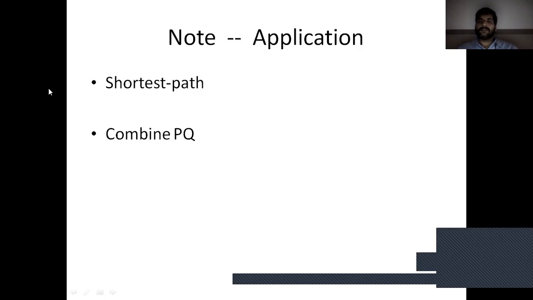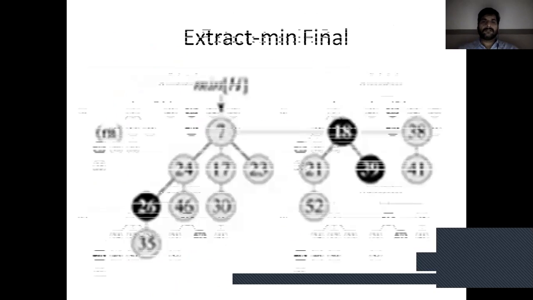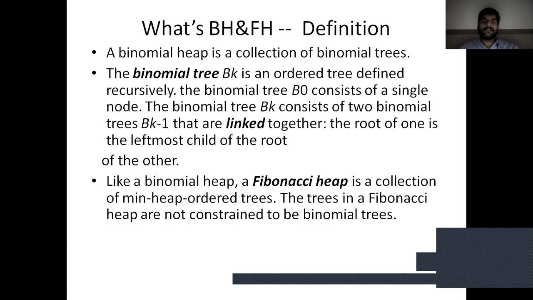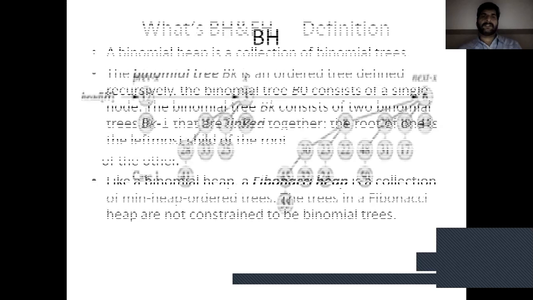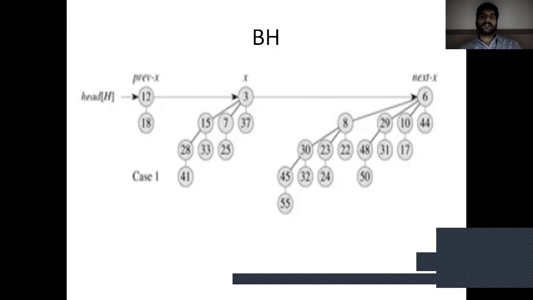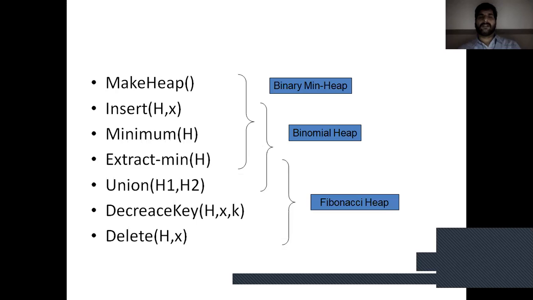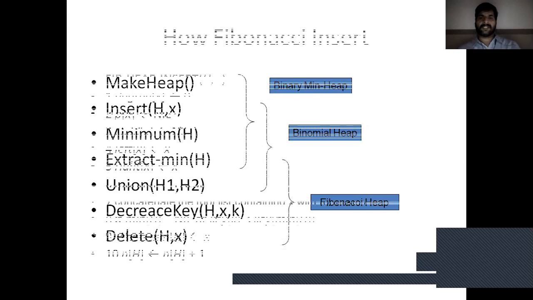So now the lecture summary of today's lecture. Today we differentiated between binomial heap and Fibonacci heap, gave definitions, and next the representation of binomial heap and representation of Fibonacci heap. Fibonacci heap is like a circular doubly linked list. Next, what type of operations are possible in binary heap, binomial heap, and Fibonacci heap.